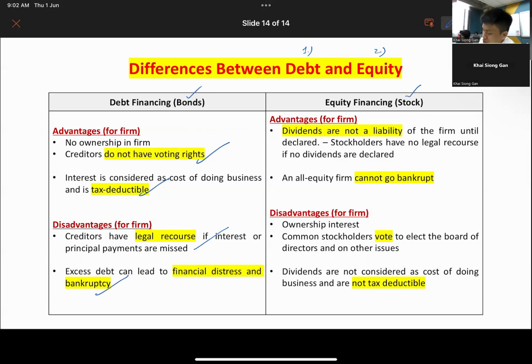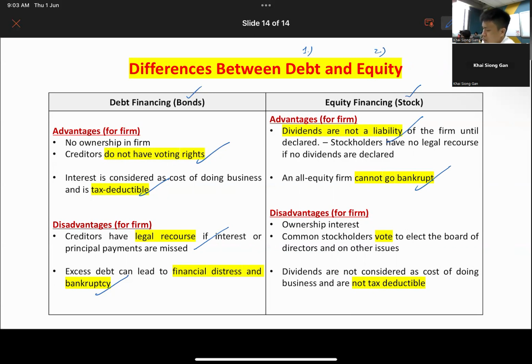And as for equity financing, the good thing of equity financing is that dividends is not a liability. You only pay to your shareholders if you make money, unless you're referring to preferred stock. Okay, and you will not go bankrupt because there'll be no legal consequences if, let's say, you are not able to pay the dividends because it's not compulsory.